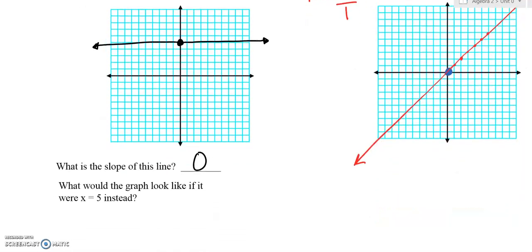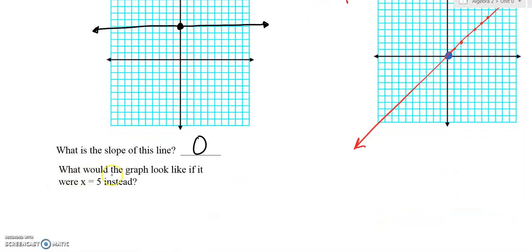Last little question here at the bottom. It says, what would the graph look like if it were x equals 5? This is just like problem number 5 that we did before. Let's go ahead and jot down here. If it looked like x equals 5, it would be a vertical line.